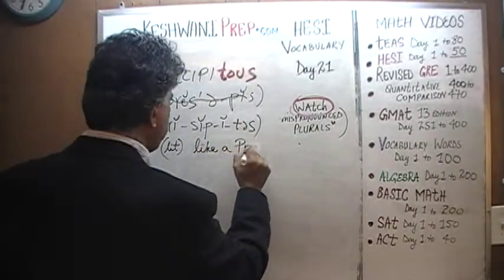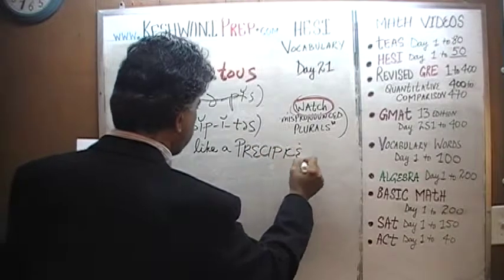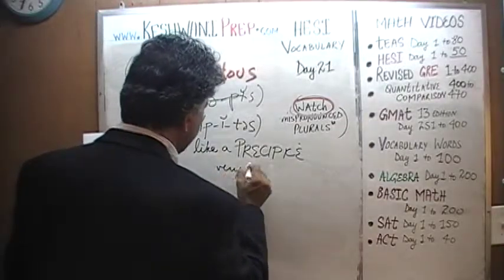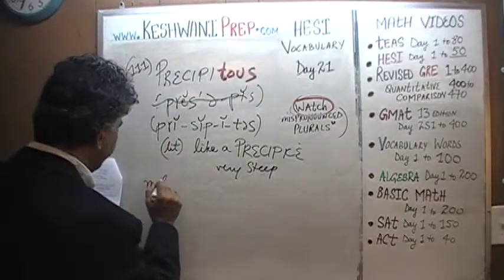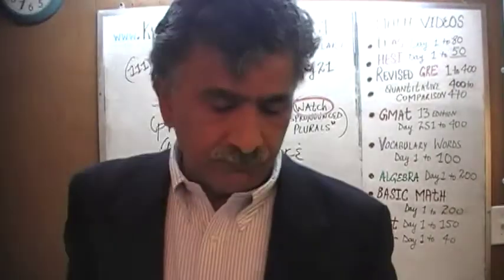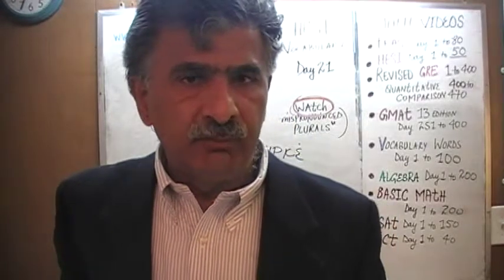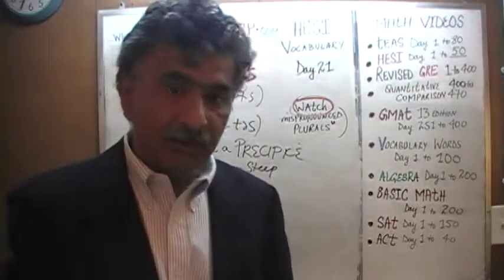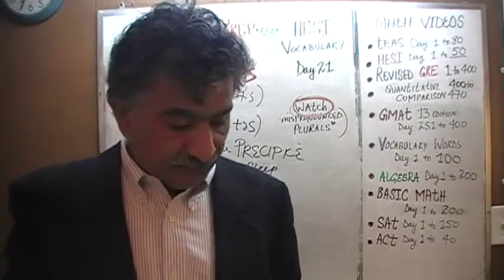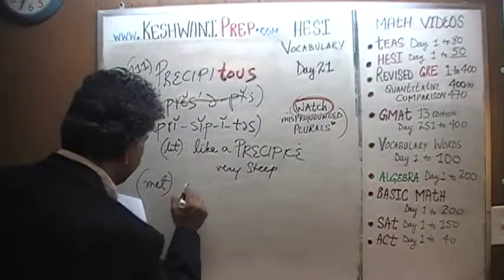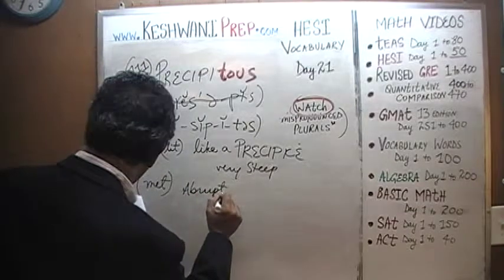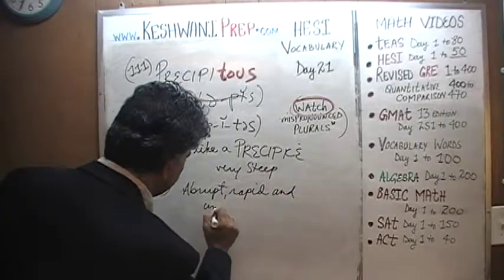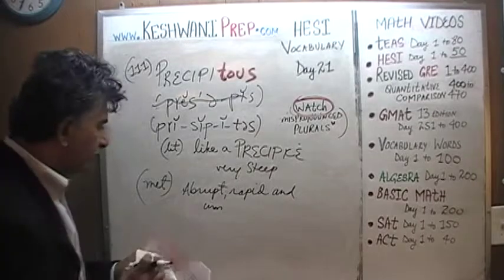Which is why we have to learn the literal meaning first. Like a precipice or very steep. Very steep. What does it mean metaphorically if you put an adjective in front of some situation and describe it as precipitous? It simply means that it's abrupt and it's not very controlled. Abrupt, rapid, and uncontrolled. Why is it abrupt, rapid, and uncontrolled?